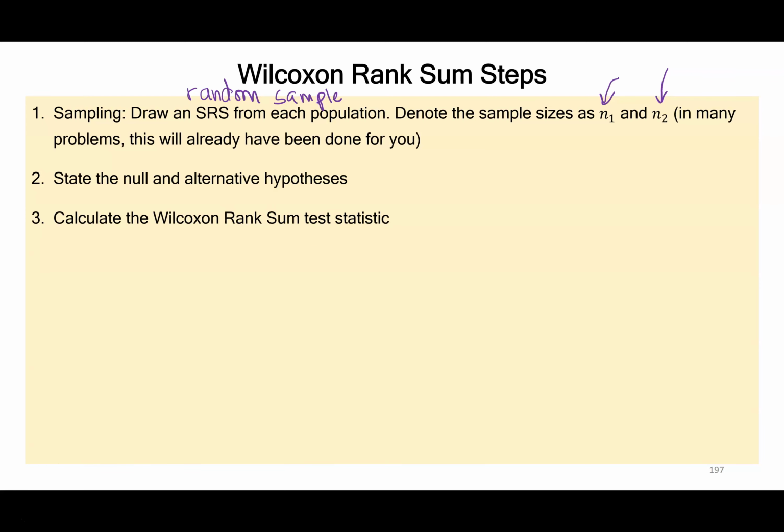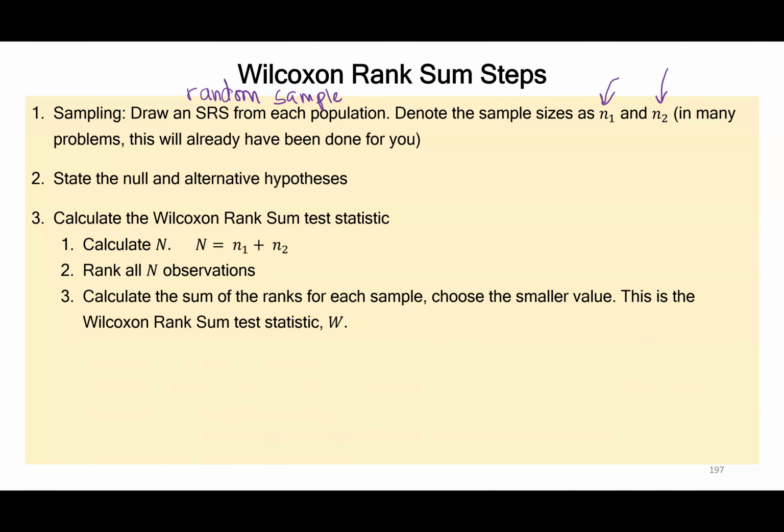So calculate the Wilcoxon rank sum test statistic. We will go through that step. First, we're going to calculate capital N. Basically, capital N is the combined sample size. So just your total sample size if you combine both samples. Then we want you to rank all of them. So put all of them in order from smallest to largest, regardless of which group they're in.